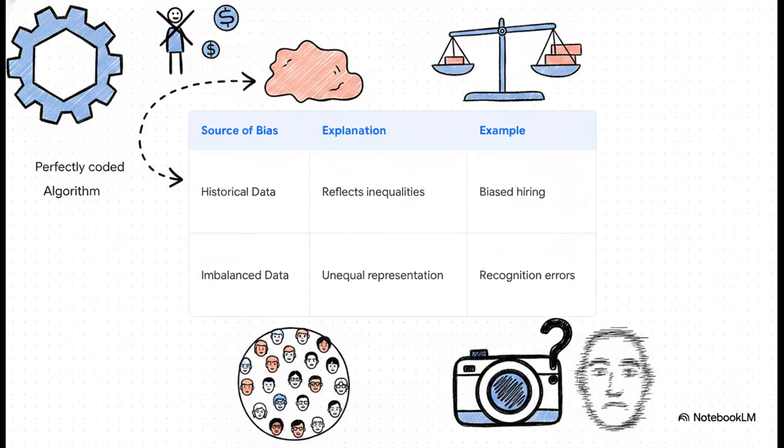There are two major sources of this. Historical data bias happens when the training data just reflects past societal inequalities, which we've seen happen in biased hiring or credit scoring systems. And then there are imbalanced data sets, where groups are unequally represented. That's what leads to those well-documented, terrible errors in facial recognition technology for minority groups.